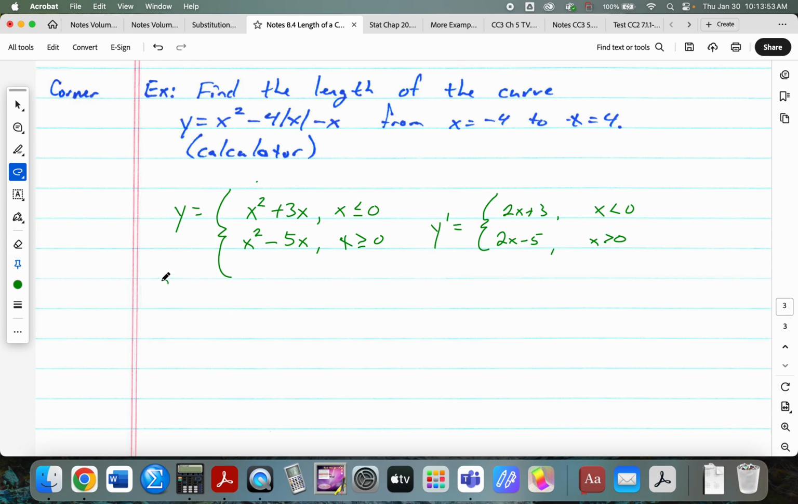So we'll do the integral from -4 to 0 of the square root of 1 plus the quantity 2x plus 3 squared dx plus the integral from 0 to 4 of the square root of 1 plus the quantity 2x minus 5 quantity squared dx.